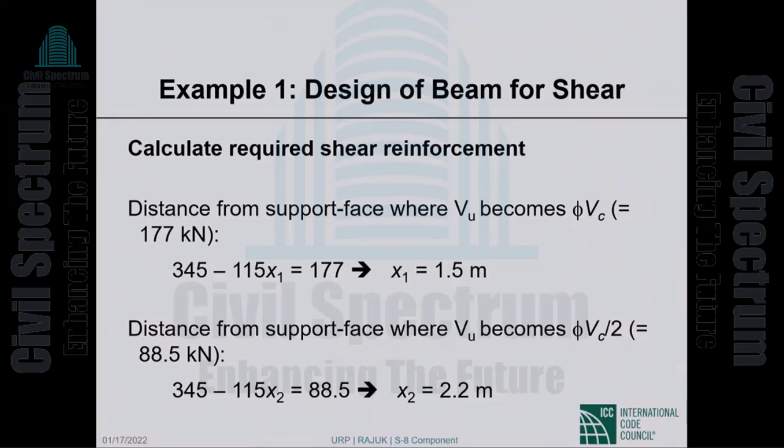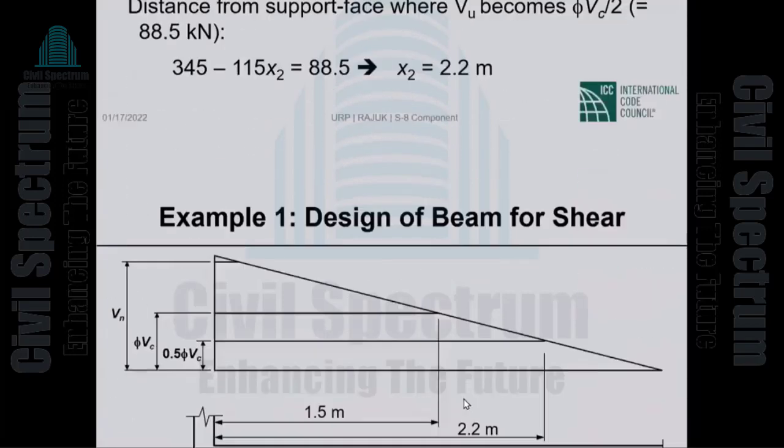Distance from the support face to where V sub U becomes equal to phi times V sub C, 177 kilonewton. So beyond that, at least theoretically, we do not need any shear reinforcement. Okay, that distance comes out to 1.5 meters. And then we find the distance from the support face where V sub U becomes 1/2 of phi times V sub C, which is 88.5 kilonewtons. And that distance comes out to 2.2 meters.